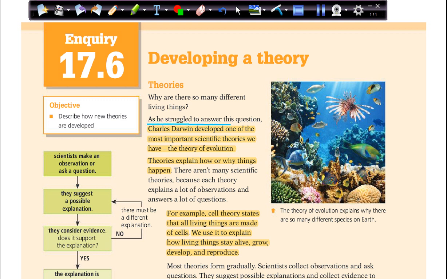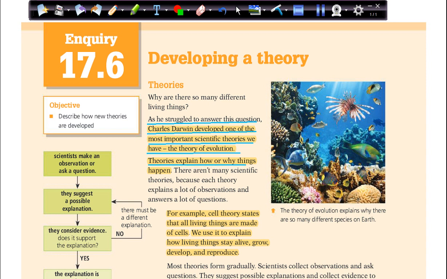As he struggled to answer his question, Charles Darwin developed one of the most important scientific theories we have, the theory of evolution. Charles Darwin is one of the scientists that developed a theory about evolution. Evolution means the developing of the organisms or of this world.